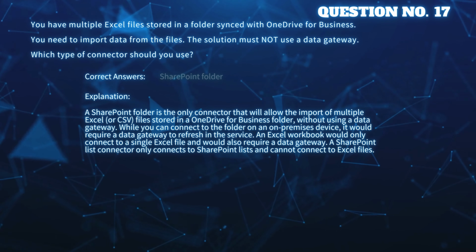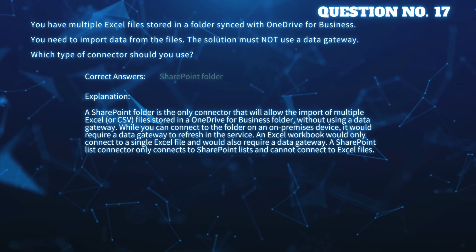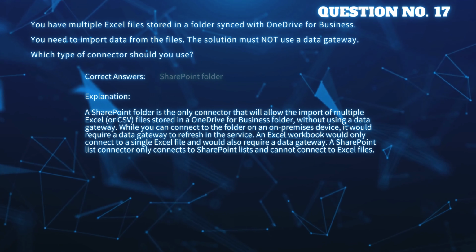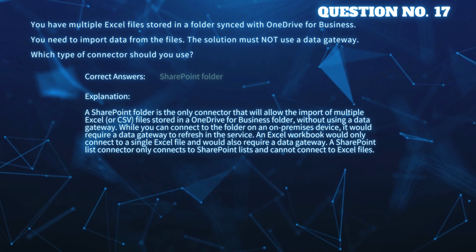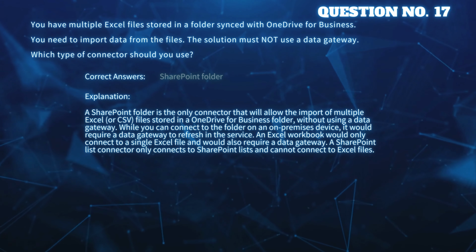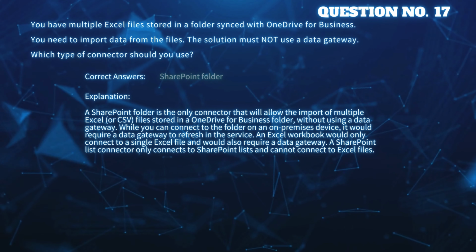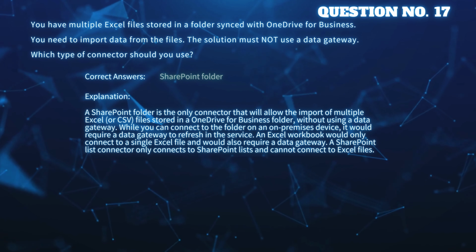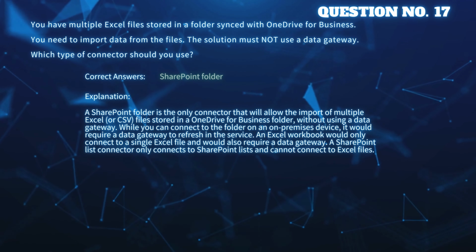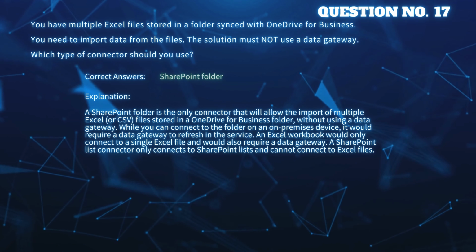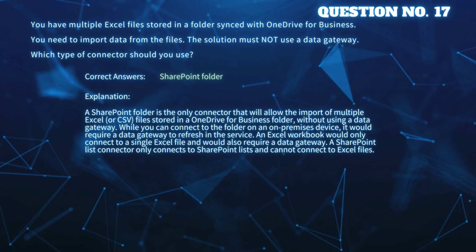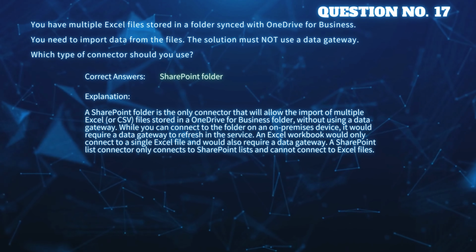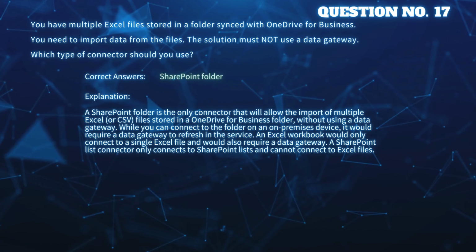Correct answers: SharePoint Folder. Explanation: a SharePoint folder is the only connector that will allow the import of multiple Excel, or CSV, files stored in a OneDrive for Business folder, without using a data gateway. While you can connect to the folder on an on-premises device, it would require a data gateway to refresh in the service. An Excel workbook would only connect to a single Excel file and would also require a data gateway. A SharePoint list connector only connects to SharePoint lists and cannot connect to Excel files.